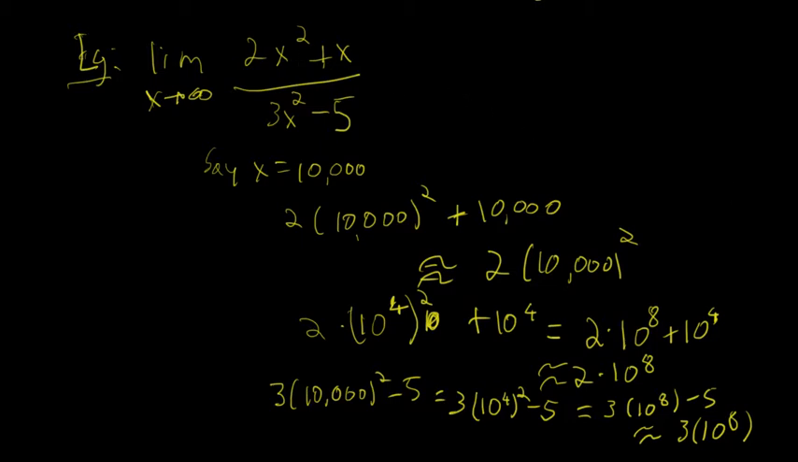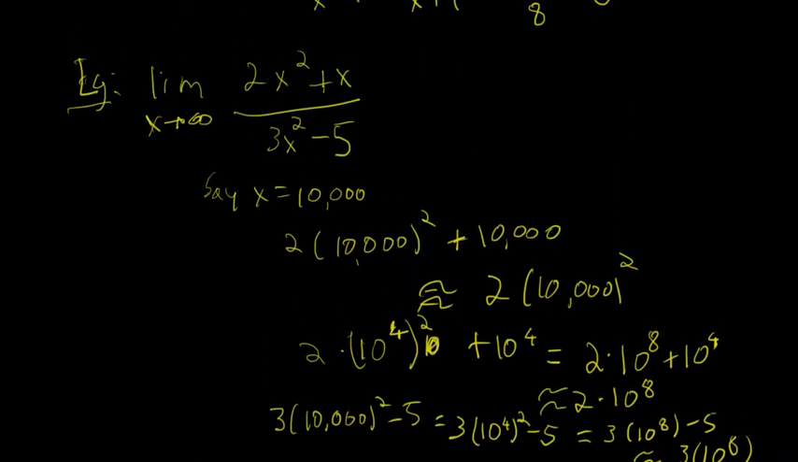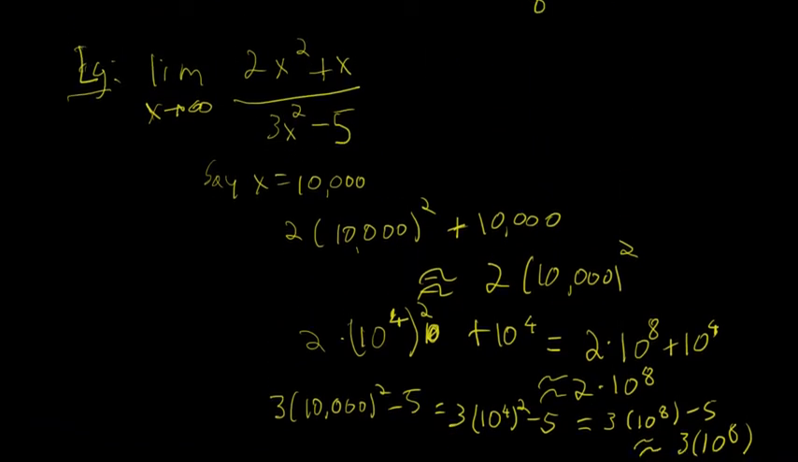But if you didn't see that, and that's completely okay, we'll take another approach, and I'm going to go ahead and rewrite this problem here. So the limit as x tends to infinity of 2x squared plus x divided by 3x squared minus 5. What we're going to do is divide both numerator and denominator by the highest power of x that we see here, and that's x squared in this case.